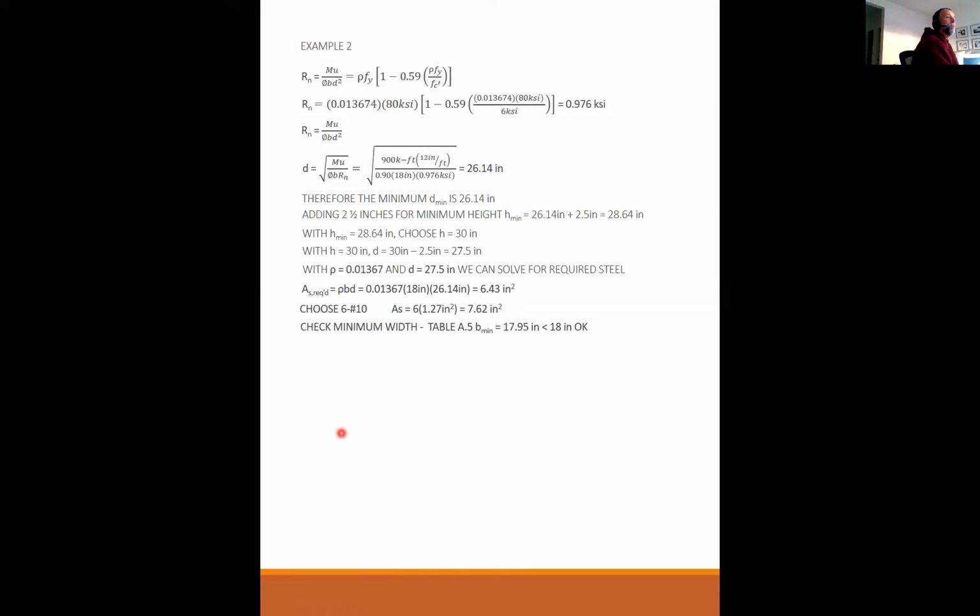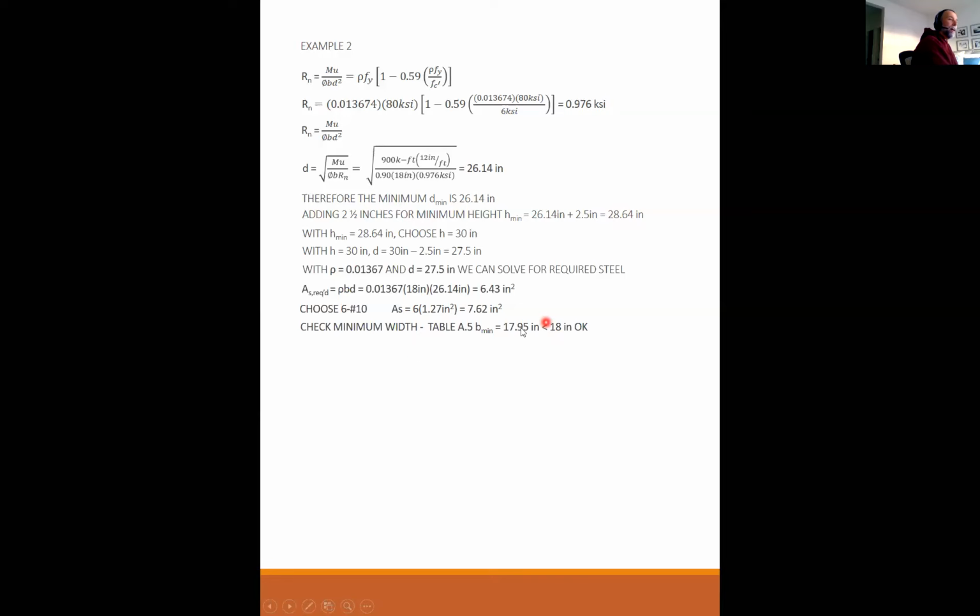I'm going to check the minimum width. And from table 8.5, which I'm going to use from now on because doing it by hand is cumbersome, the beam minimum is 17.95, and I've got an 18-inch beam. So I barely squeaked by.